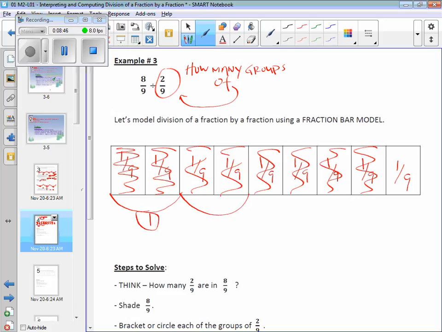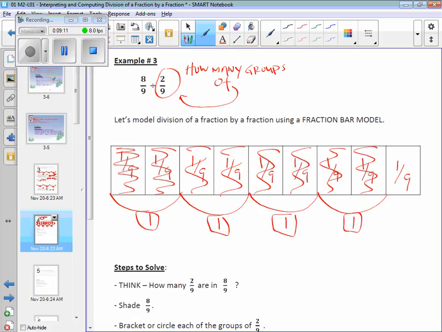There's another one. There's another one. There's another one. Do I have any leftover pieces? But they're not shaded, are they? We don't care about that. We needed that to break it up into 9s, but we don't need that piece because it's not shaded.